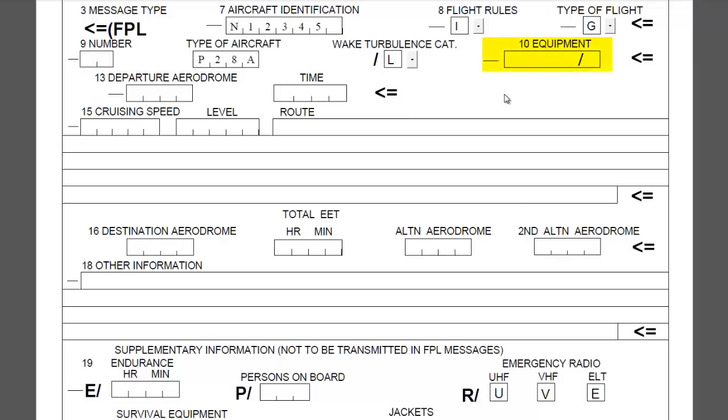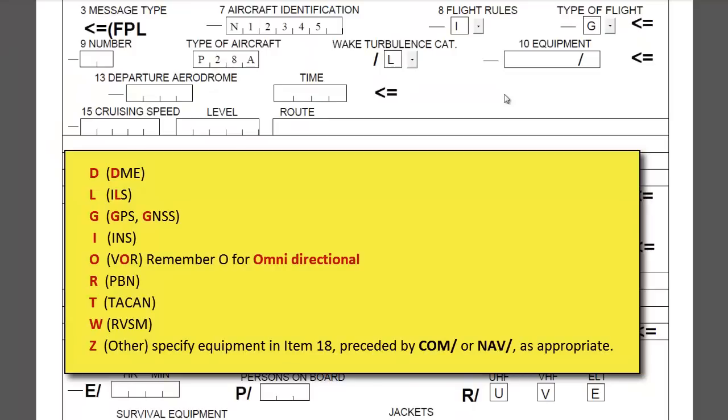Item 10 is next. This is where you would list out all the radio communication, navigation, and approach aid equipment and capabilities you have in your plane using a letter for each item. If you have standard NavCom approach aid equipment consisting of VHF radio, VOR, and ILS, then you can use the letter S, which stands for standard equipment. If you don't have the standard equipment or you have additional equipment, you will add the letters from the following list.